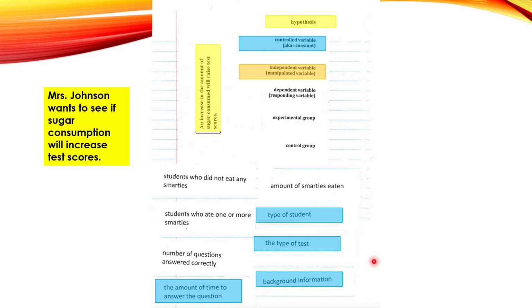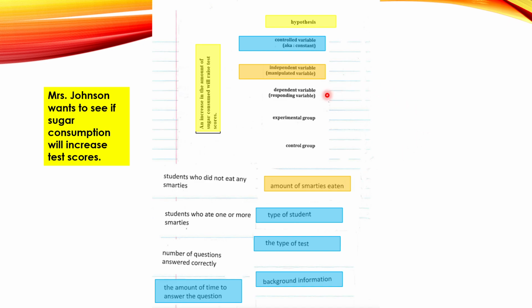Independent variable, we're highlighting that orange. This is the one thing that we purposely changed. The one thing that was purposely changed was the amount of Smarties eaten. Some students got 1 Smartie, some got 2, some got no Smarties at all. So we're going to highlight that orange because that's our independent variable.